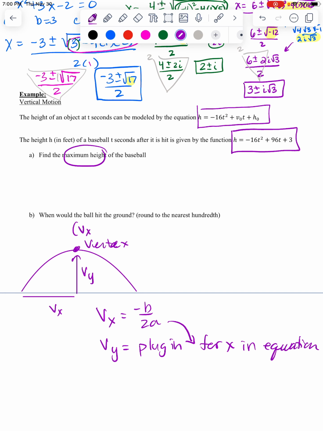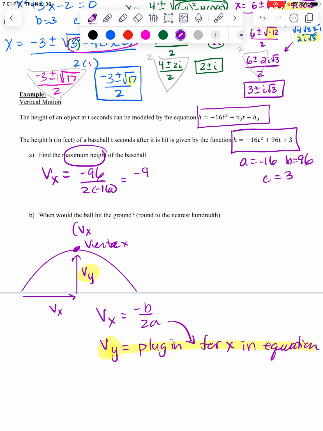Maximum height. Okay, in my picture, the maximum height is going to be this y part of the vertex. That's what it's asking about. But in order for me to find the y part of the vertex, I need to find the x part of the vertex. So I go back to that beginning part of the chapter and I think, okay, to get the x part, well, first let's find our a, b, and c. a is negative 16, b is 96, and then c is 3. So when I go back to get the opposite of my b over 2 times a, I have this.